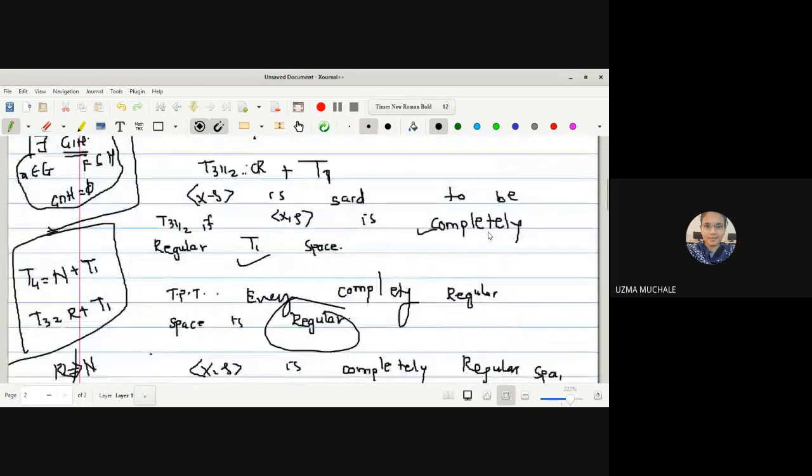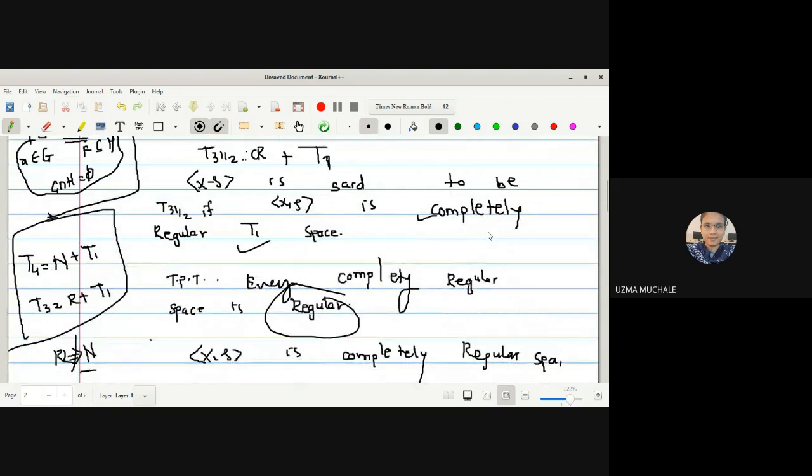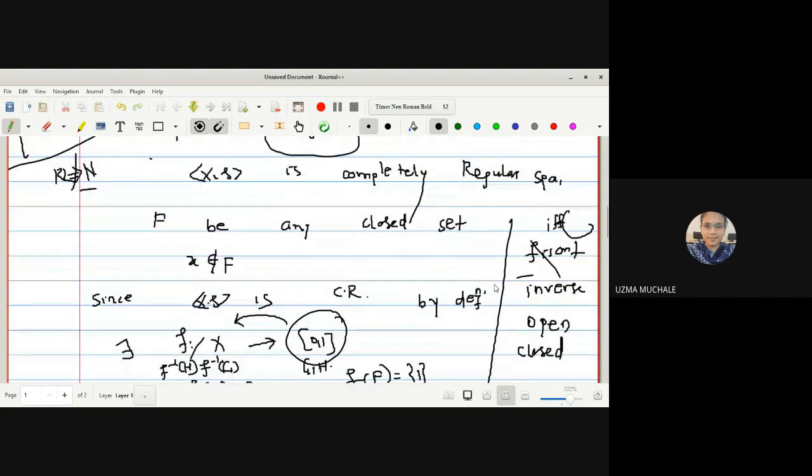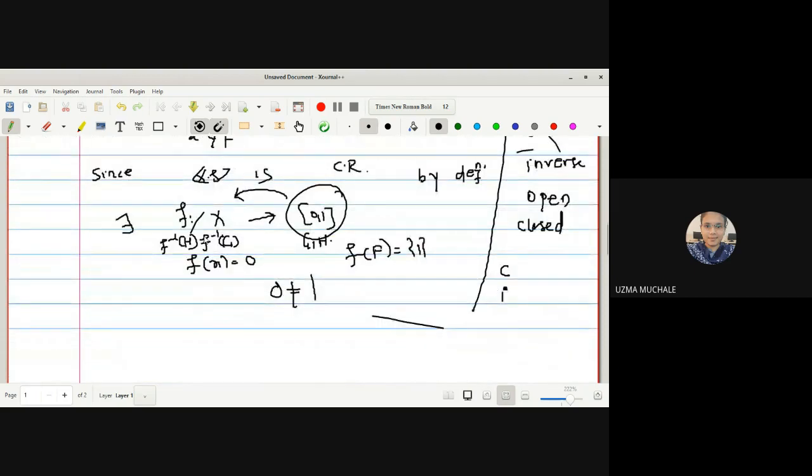We have started with the assumption. What is given to us is completely regular. What do you mean by completely regular? If we are able to find one closed set which does not contain the point, then we can apply F, which is continuous, mapping the element to 0 and the closed set to the singleton 1. Our aim is to prove that the space is regular.